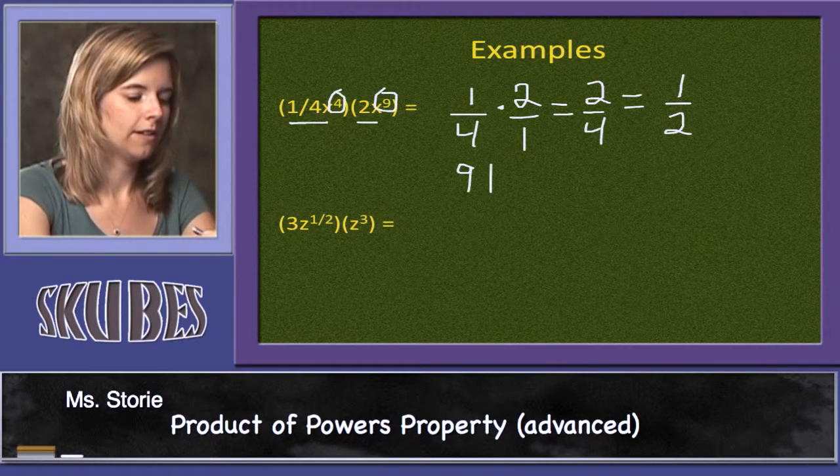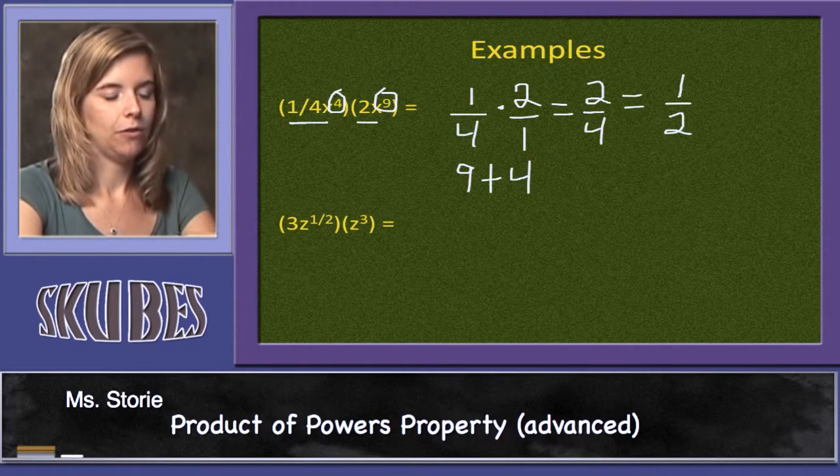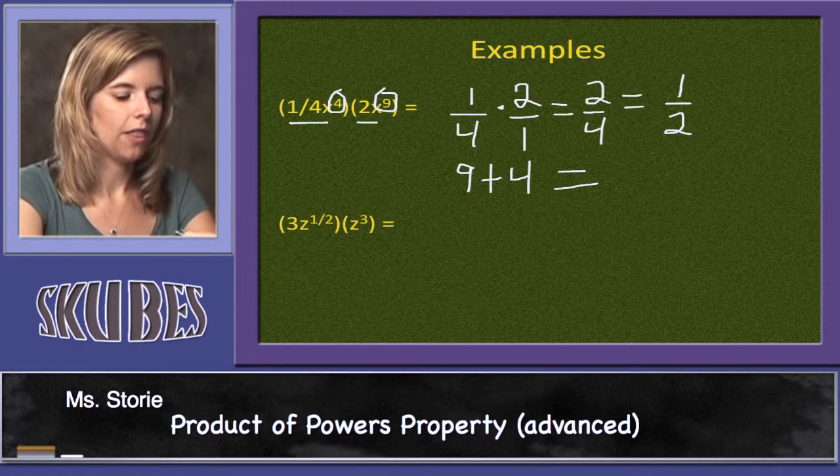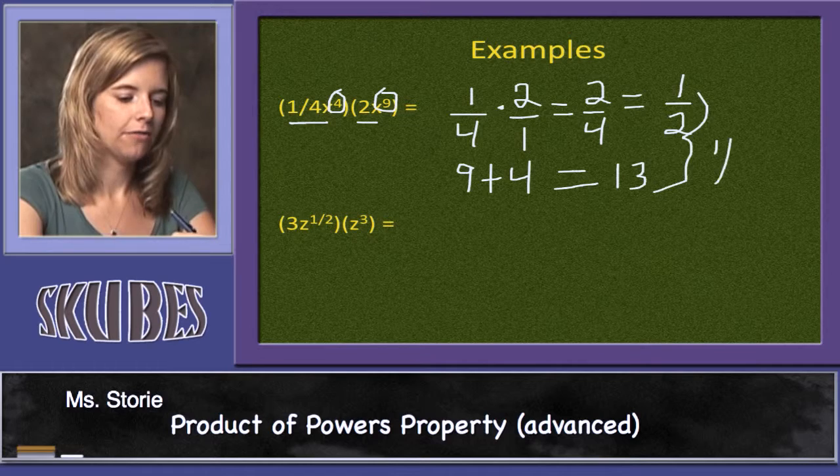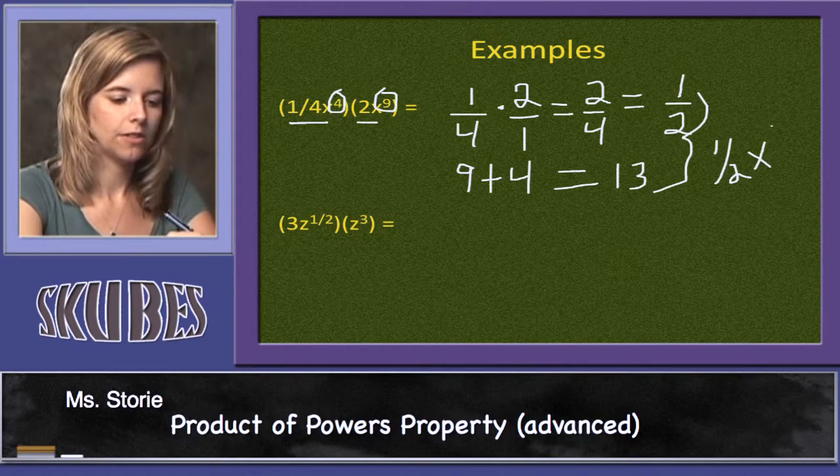So we're going to take 9 and add 4. And if you have 9 plus 4, you're going to get 13. So your final answer altogether is going to be 1/2 x to the 13th power.